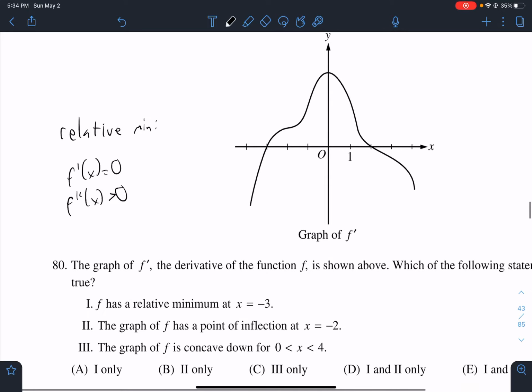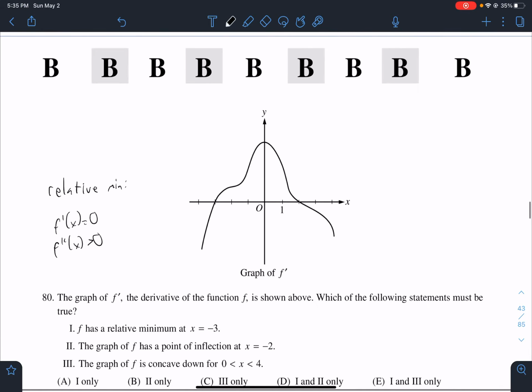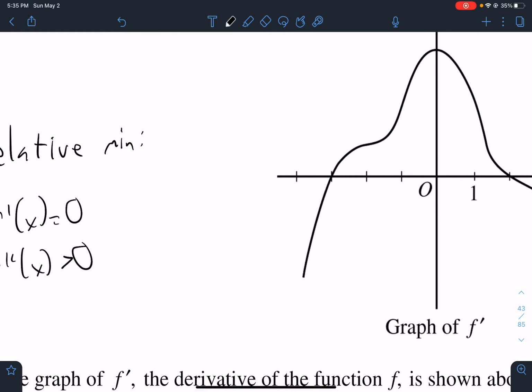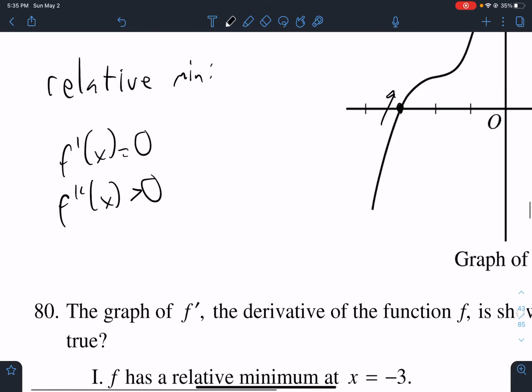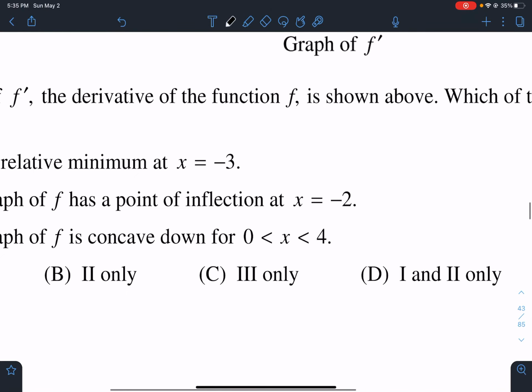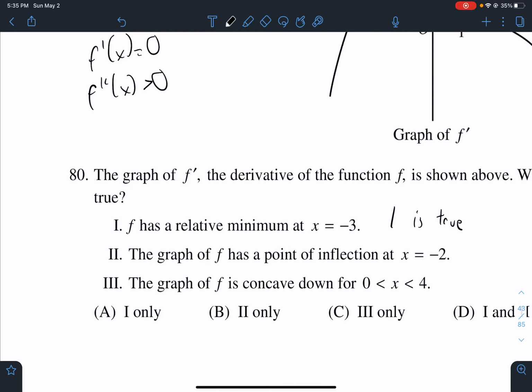And if we look at the graph at x equals negative 3, we can see, since this is f prime, this equals 0 here, but the slope, it's going upward, it's positive. So that does fit both of these descriptions of a relative minimum, so we know that I, or 1, is true. So now, statement 2, the graph of f has a point of inflection at x equals negative 2.